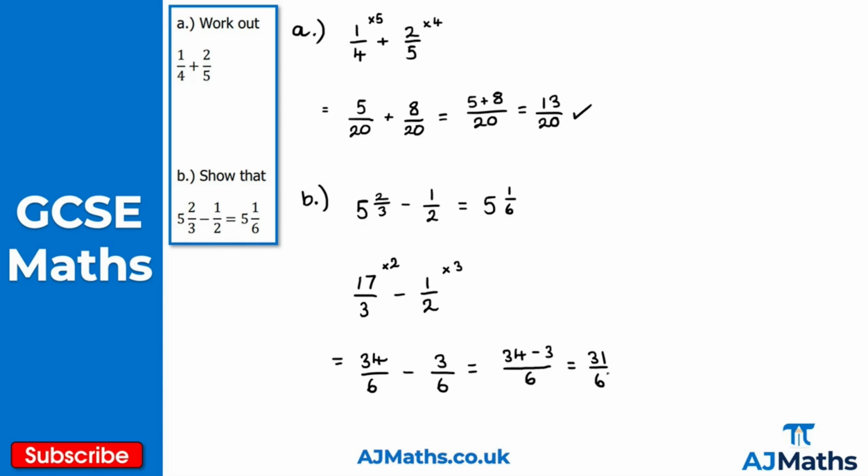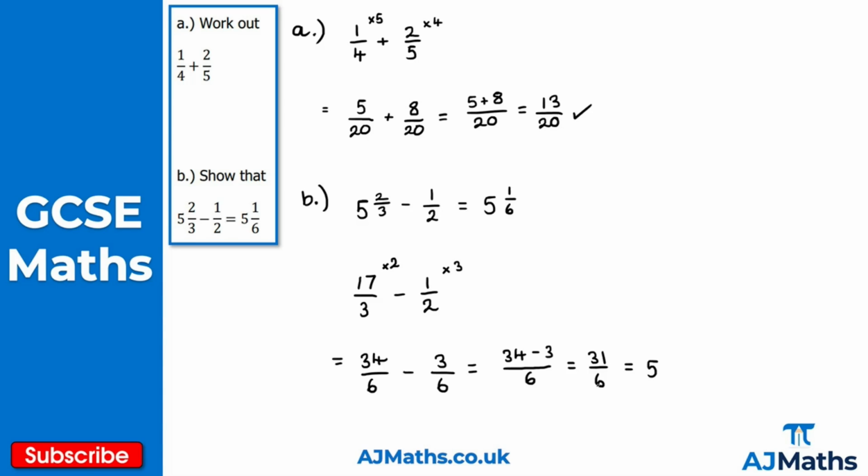over 6 there. Okay, but we're not done here because the question states that we should show that this is equal to 5 and 1 over 6. What we need to do now is take our improper fraction here and convert that into a mixed number. So 31 over 6, so what we're checking here is how many 6's go into 31. Well, in that case, that would be 5. 5 times 6 is 30. We're going to get 5 there.